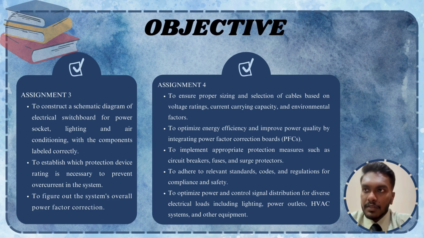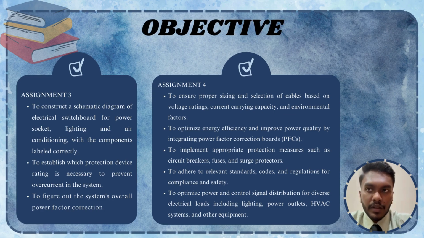Next, let's see the objectives of both assignments. In assignment 3, we have come out with 3 objectives. The first objective is to construct the schematic diagram of electrical switchboard for power socket, lighting and air conditioning with the components labeled correctly. Next is to establish which protection device rating is necessary to prevent the overcurrent in the system. And the last one is to figure out the system's overall power factor correction.